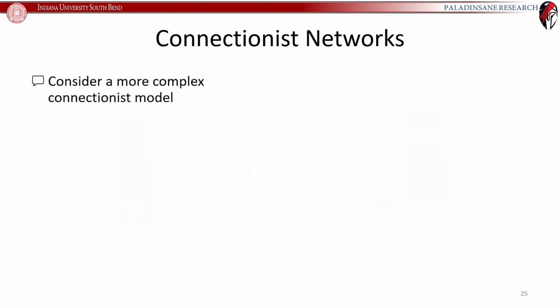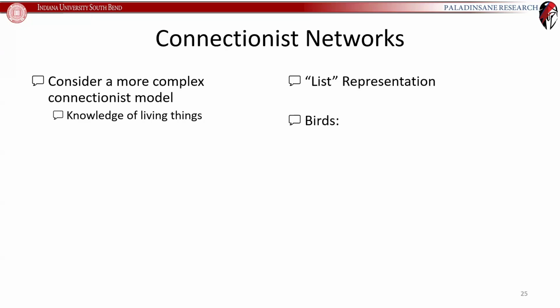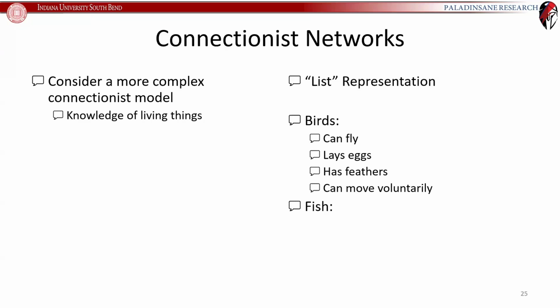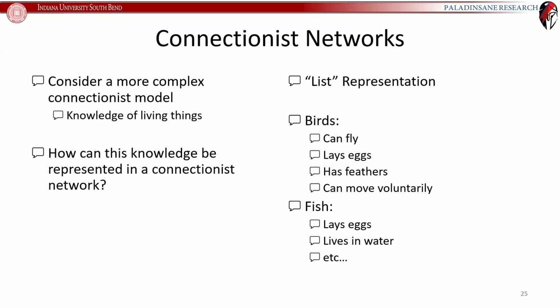So you can have more complex connectionist models. So for example, we could create a model that represents our knowledge of living things. And if we were to do this in a list representation, then you can imagine we would have things like birds can fly, birds lay eggs, birds have feathers, birds can move voluntarily. And then we have another category for fish. Fish lay eggs, fish live in water, etc. We can put it in a list representation, but we can also model this knowledge in a connectionist network.